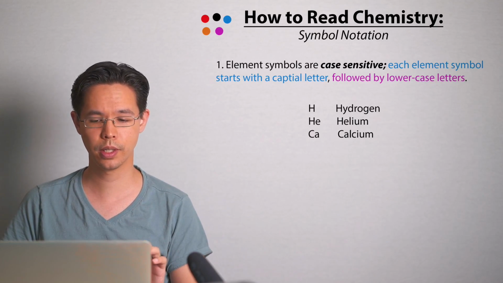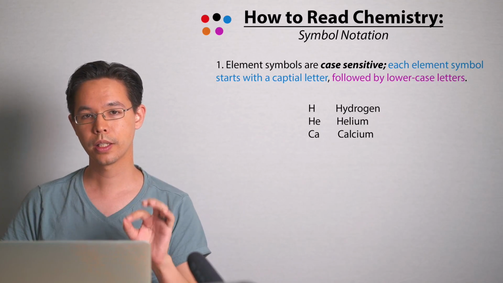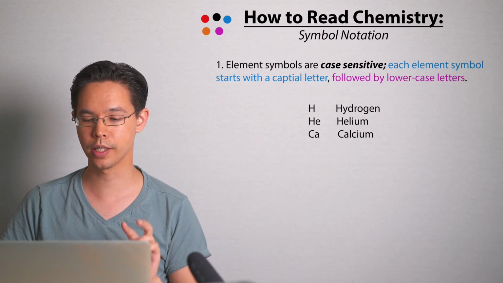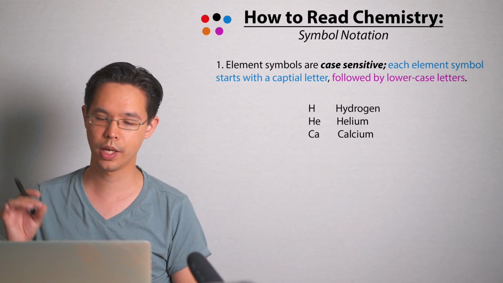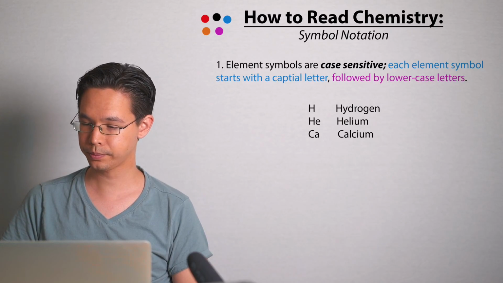So I've got hydrogen. It's got a capital letter H. It's just one letter long, so that's all it requires. Helium, He. Notice how the e is a lowercase letter because it's the second one that follows afterwards. And calcium also, capital C, lowercase a.